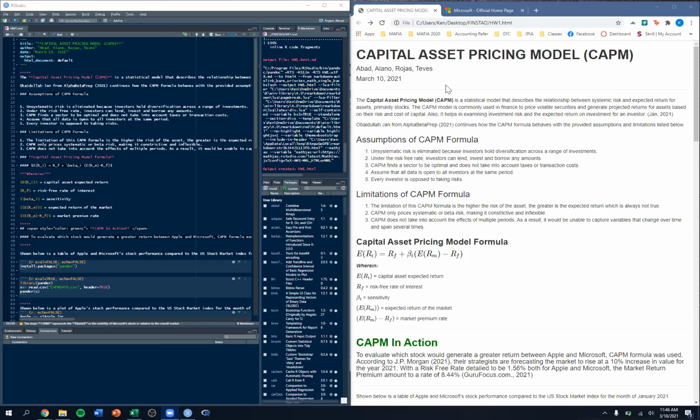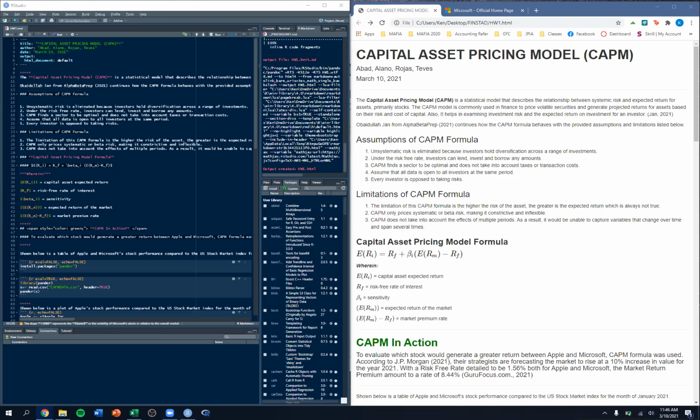So first up, we have the unsystematic risk eliminated from CAPM. Second, it's that investors can lend, invest, and borrow any amounts. Third, taxes and other transaction fees are not accounted here. Fourth is that all data information about the stock prices are open to the investors. Last one is that the investor doesn't have an appetite for risk. Our next heading is limitations, and Ariane will be presenting that.